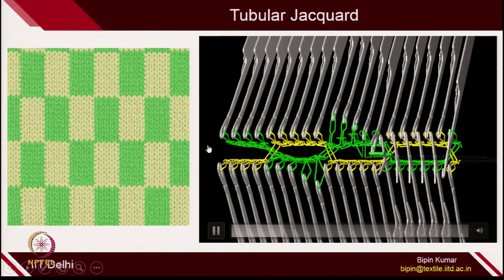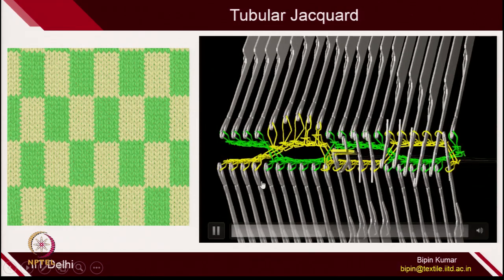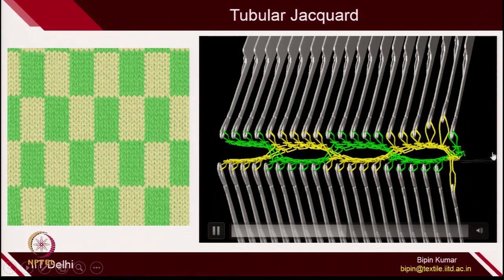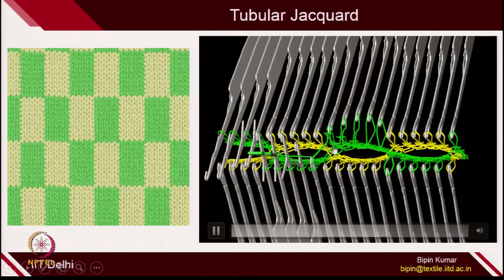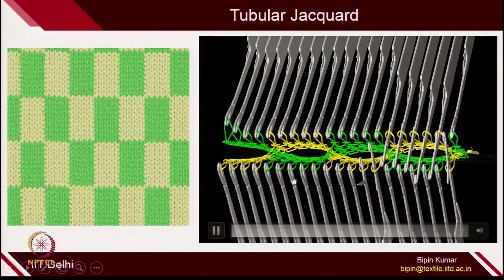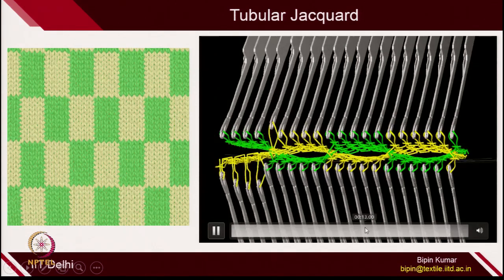So, first green loops and then yarn making yellow loops, again green loops and then yellow loops.